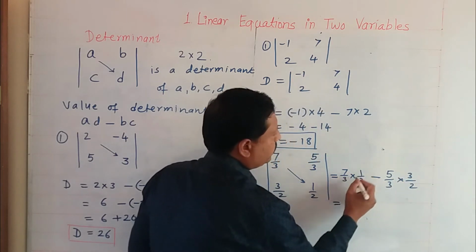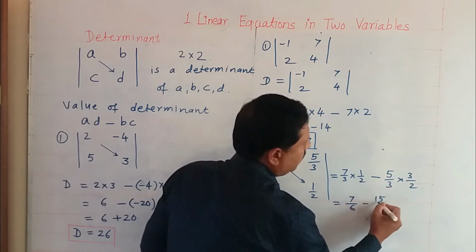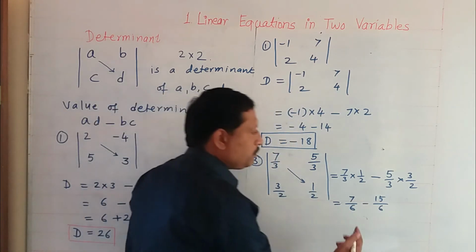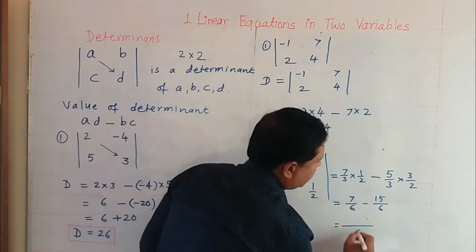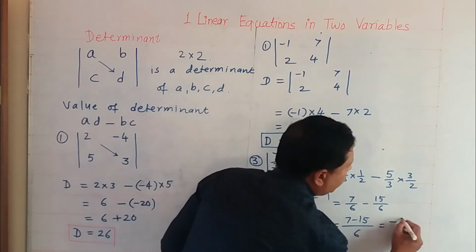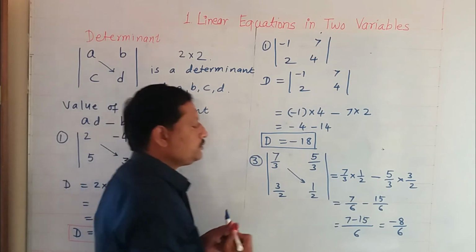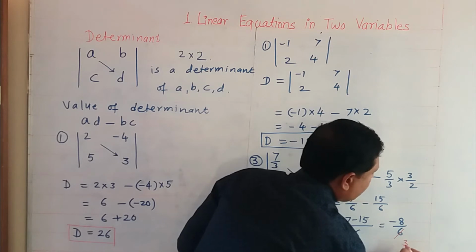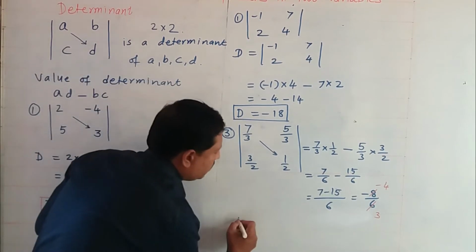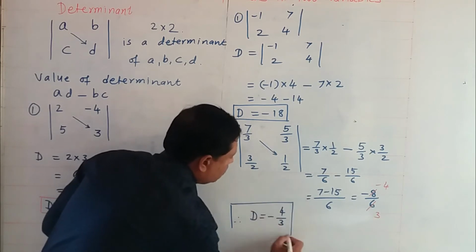So calculate this. 7 ones are 7, 3 2s are 6, minus 5 3s are 15, and 3 2s are 6. Here the denominator is the same, so LCM is 6. So we get 7 minus 15, which is minus 8 upon 6. 8 and 6 are multiples of 2, so we can simplify by dividing by 2. 2 3s are 6 and 2 4s are 8, and we get the value of this determinant equal to minus 4 upon 3. So this is the value of the determinant.